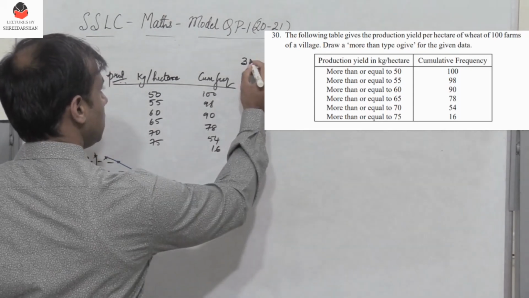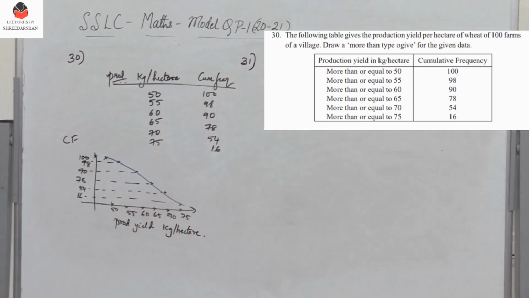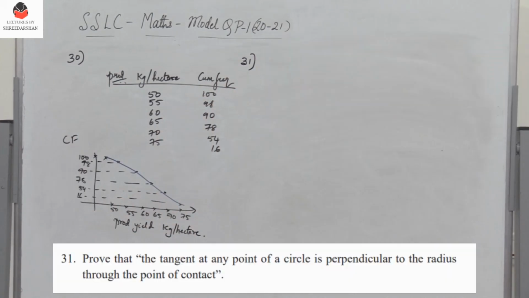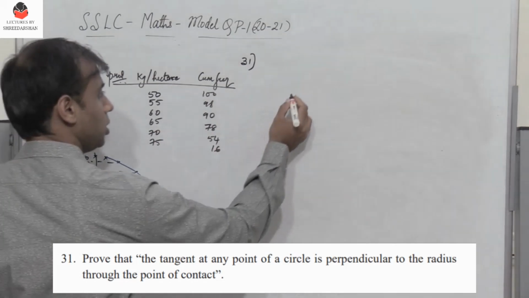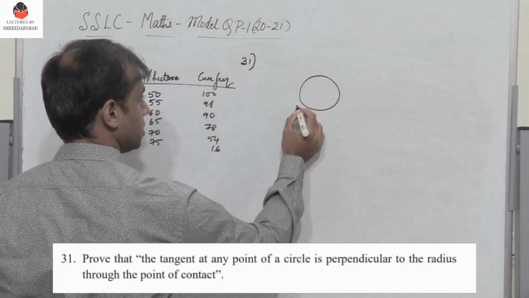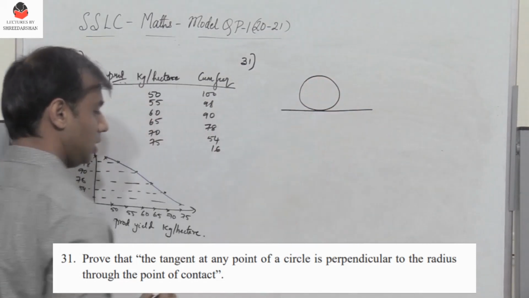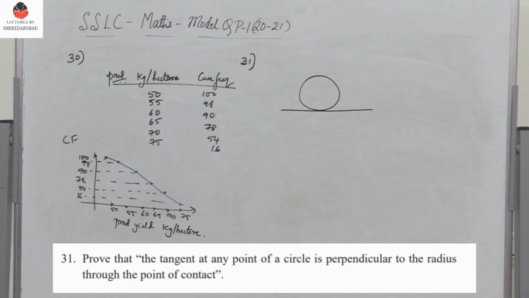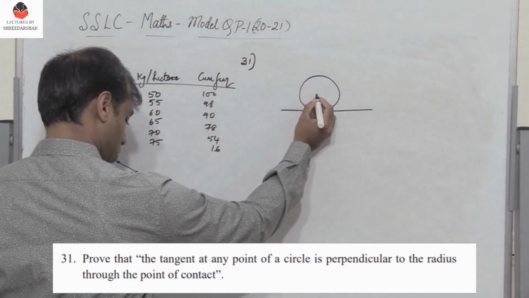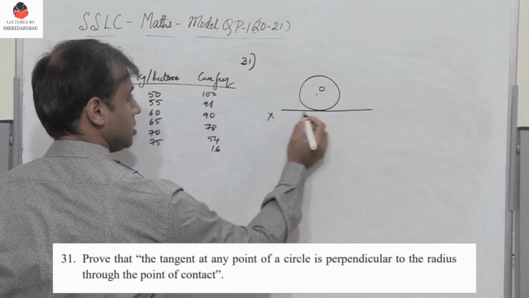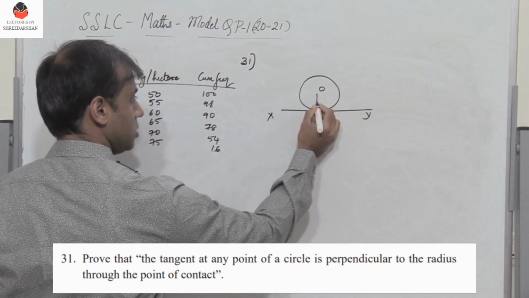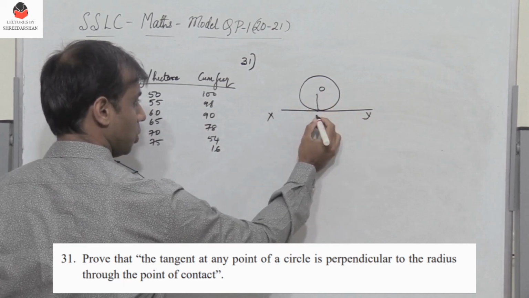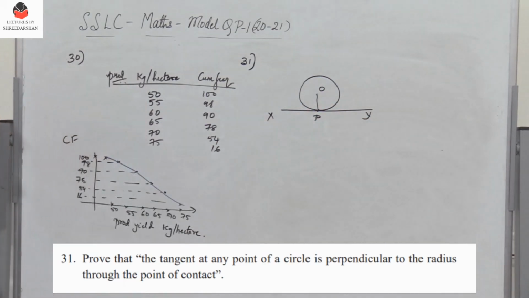So problem 31 again is a proof, which I'll not be doing. Prove that the tangent at any point of a circle is perpendicular to the radius through the point of contact. So what do you have to prove? You have the circle and then you have the tangent. Let this point be O and let this tangent be xy. So let me drop a perpendicular at this point. So this is P here.